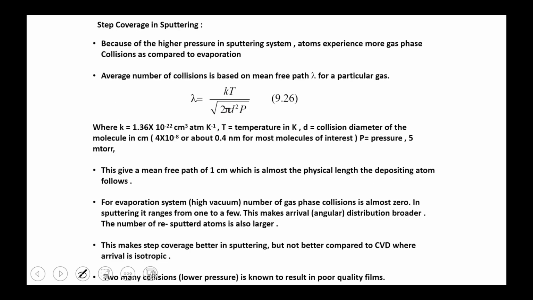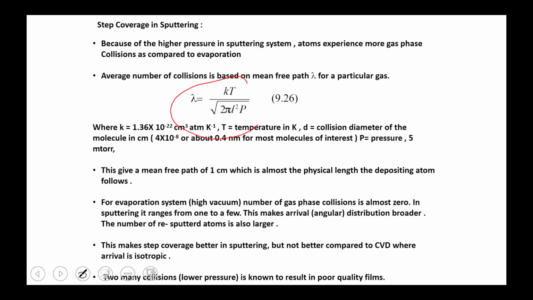So this is the step coverage in the sputtering. Because of the higher pressure in the sputtering system, atoms experience more gas phase collisions as compared to evaporation. It means the pressure will be high, so atoms will be striking in between also. In the case of electron evaporation, there will be very little collision, but in this case very high collision will be there. So the average number of collisions is based on the mean free path lambda for a particular gas. How much free path the atom can take depends on that.